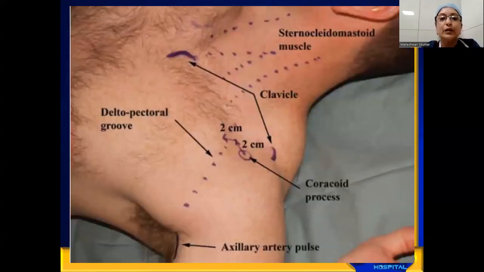Now in this slide, you see the landmarks have been marked with the skin pen, and you can see the deltopectoral groove. Now what is this deltopectoral groove? To make things simpler, we take the 2 ends of the clavicle and draw a line joining both ends of the clavicle. Then feel for the axillary artery pulsation in the axilla. The highest part of the axillary artery pulsation is taken, and a line is drawn from there to intersect the line joining both ends of the clavicle. This is called the deltopectoral groove.